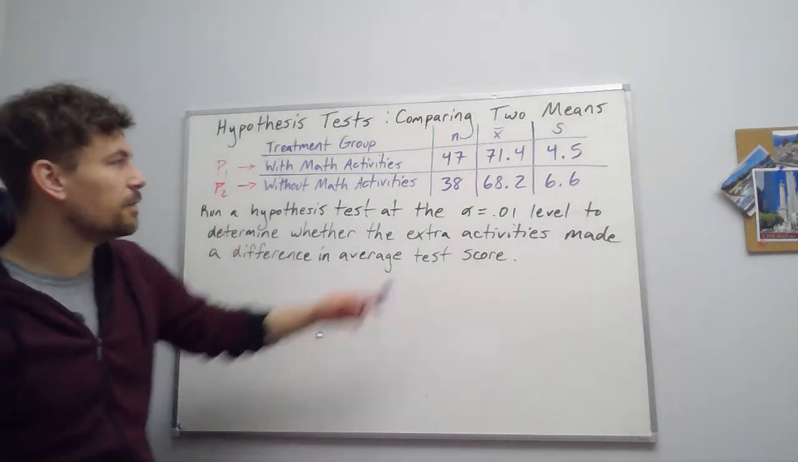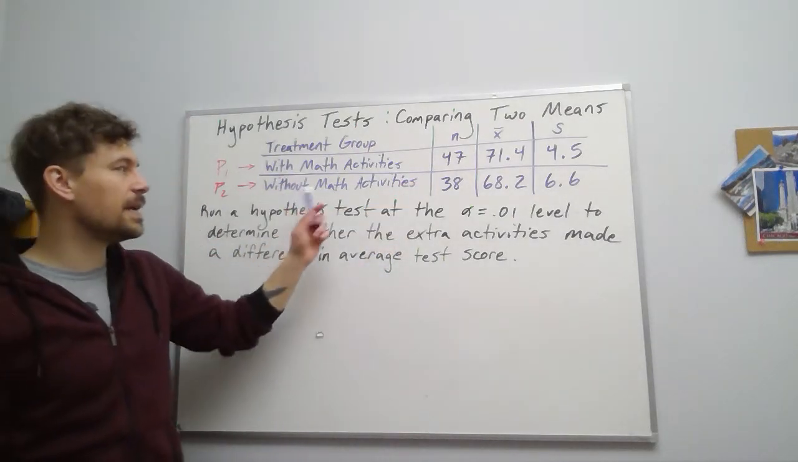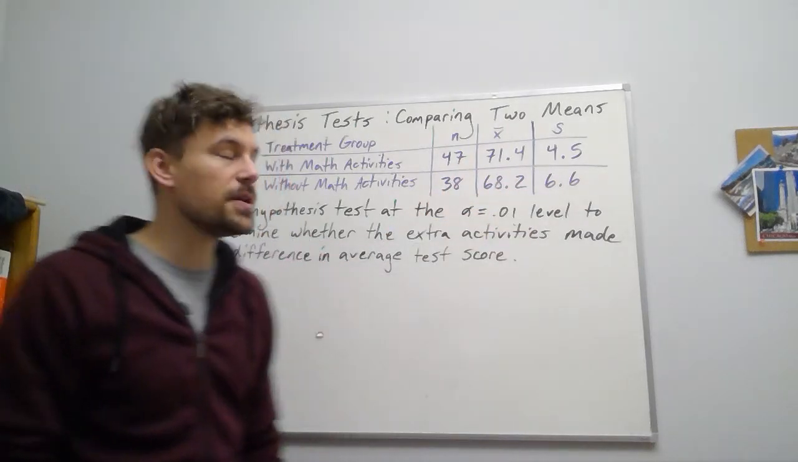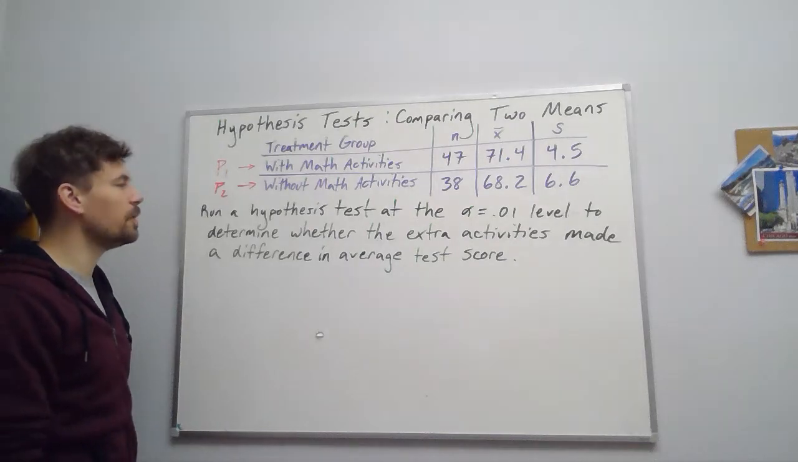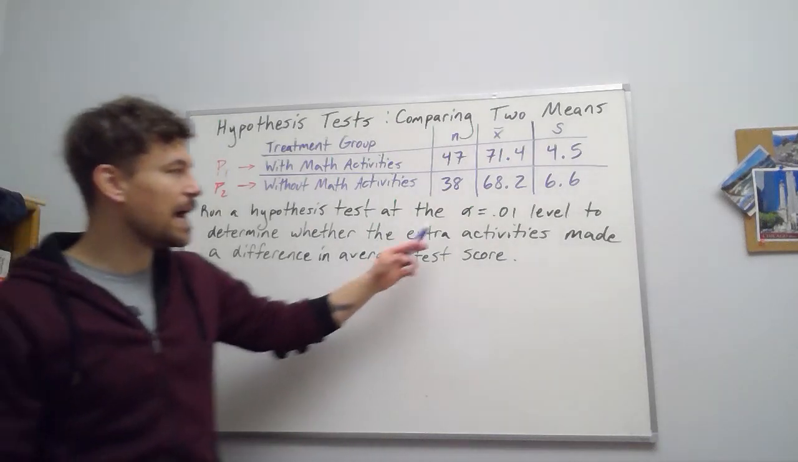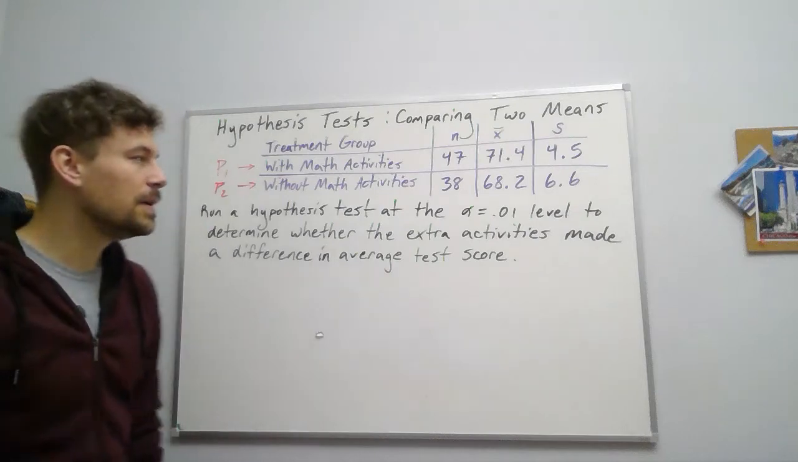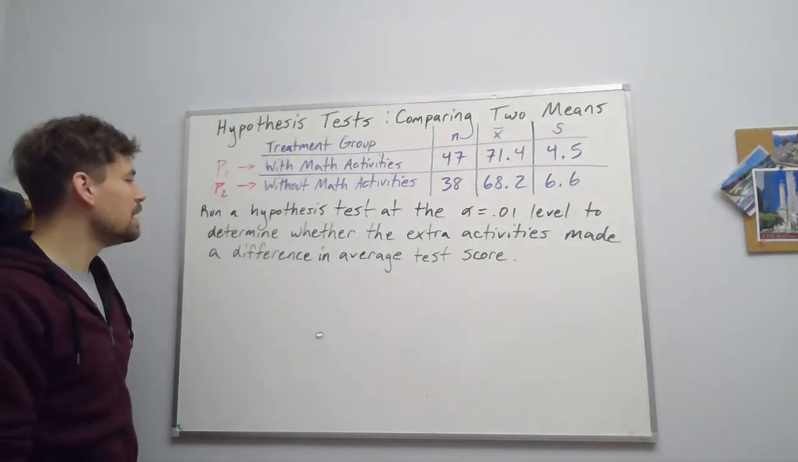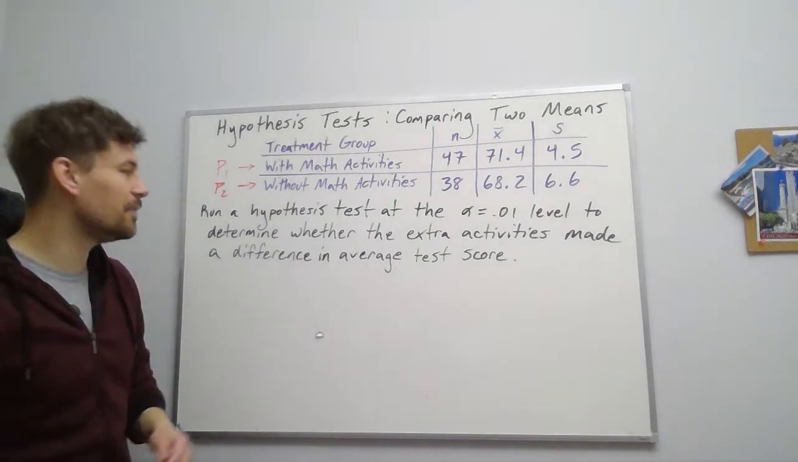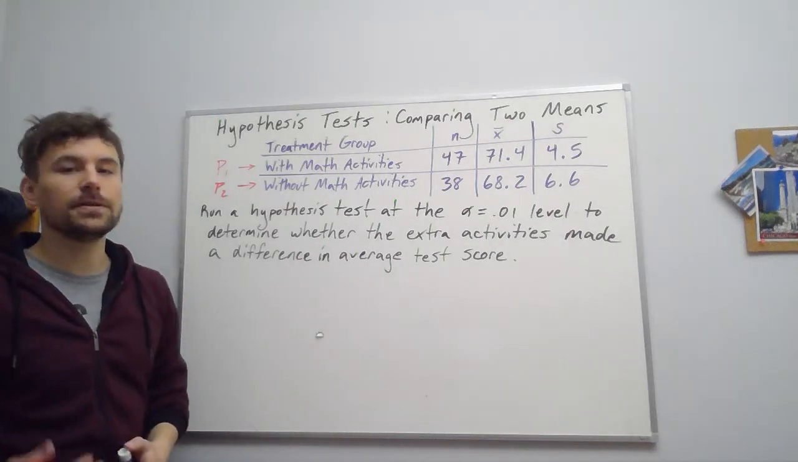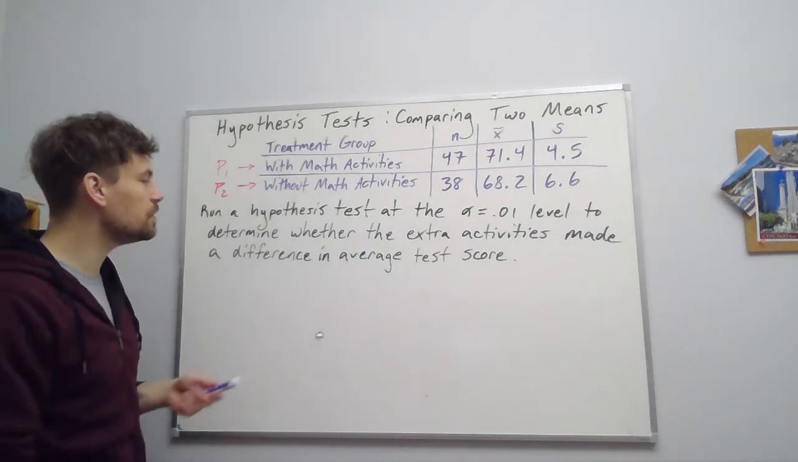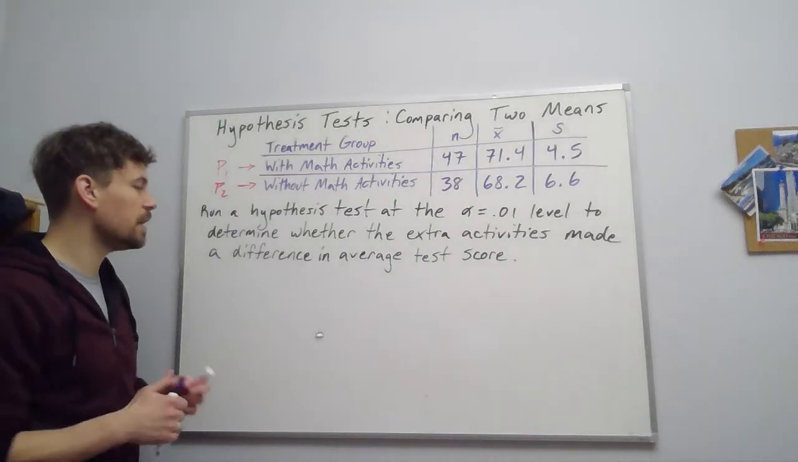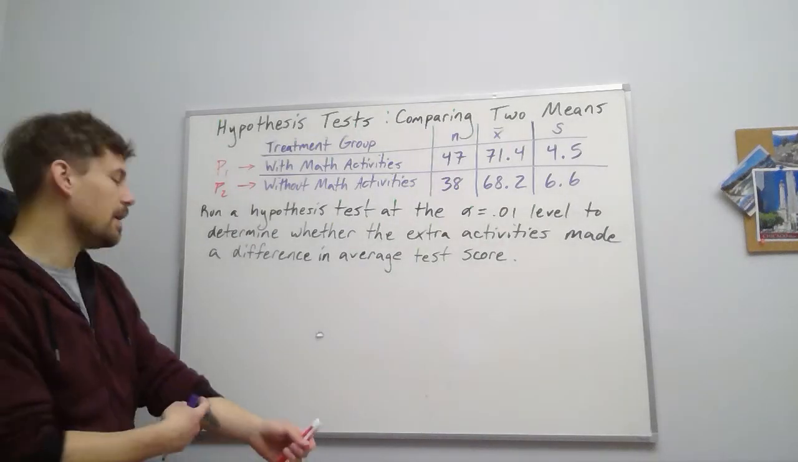So we took 47 students in the first group, 38 in the second group, found their sample mean and sample standard deviations. So we're hoping to run a hypothesis test at the alpha equals 0.01 level, so the 0.01 significance level or 1% significance level, to determine whether those extra activities actually made a difference in average test score. So we're going to do this not by hand, but using a function in our TI-83 or 84 calculators.